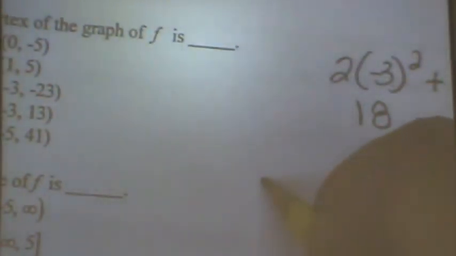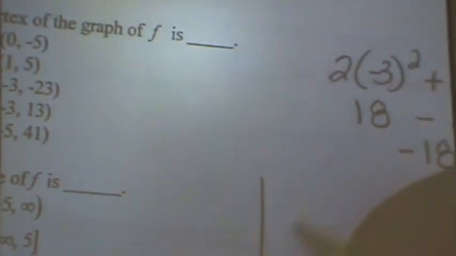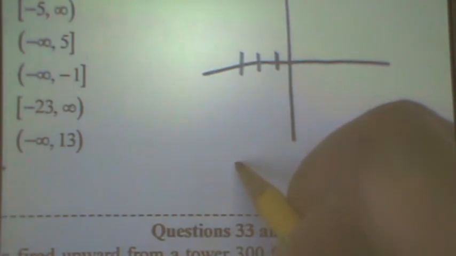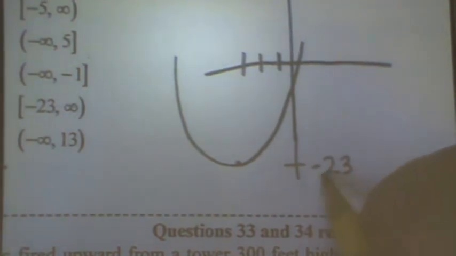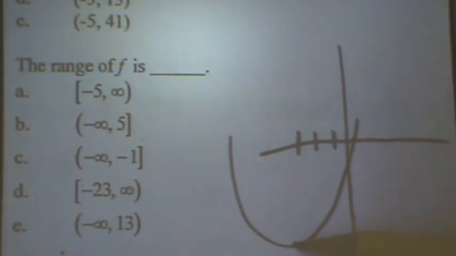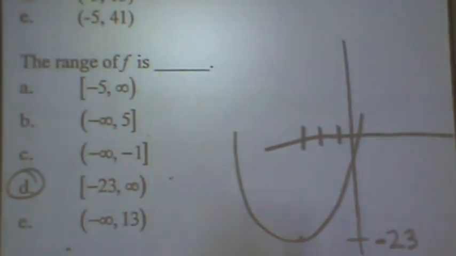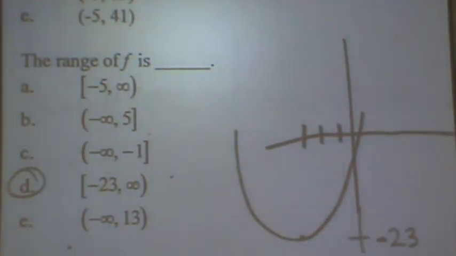So let's look at this picture. Our vertex is negative 3, negative 23. Let's pretend it looks something like this. This is negative 23. What is our range? It's going to be from negative 23 up to infinity. So D would be your correct answer. Your domain, if they ask you, is all real numbers. Number 33.